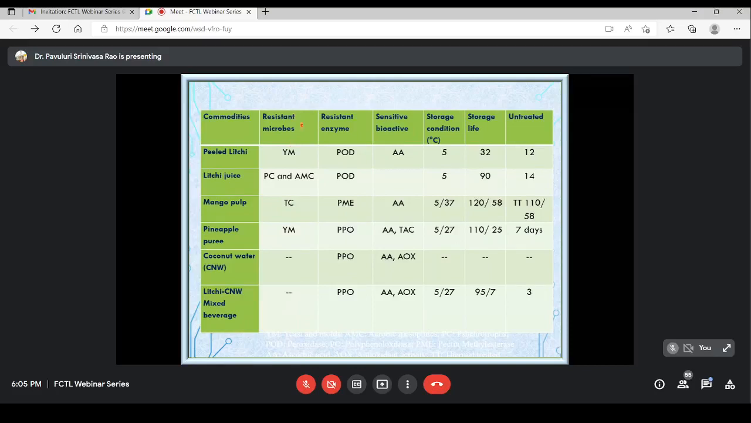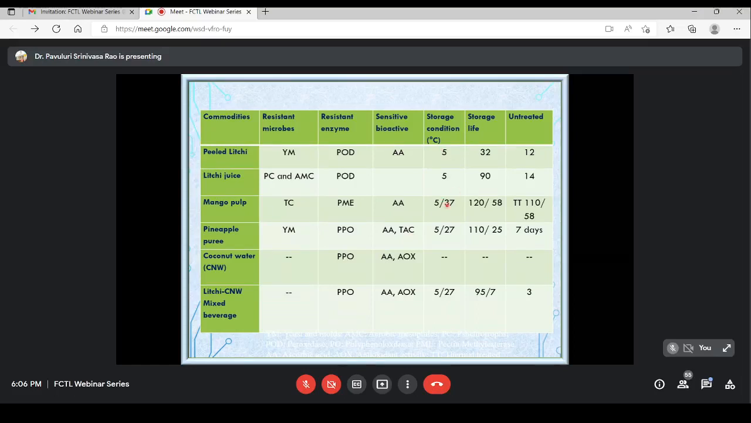Similarly, most of the literature says POD is the resistant enzyme, whereas we found PME to be the most resistant in the case of mango. PPO was most resistant in the case of pineapple, coconut, and the combination of such juices. This indicates the resistant enzyme is also composition dependent. When it comes to sensitive bioactive compounds, as is true with thermal processing, ascorbic acid was the most sensitive, and in certain cases the antioxidant capacity also proved to be sensitive.